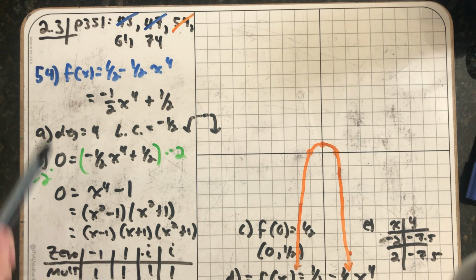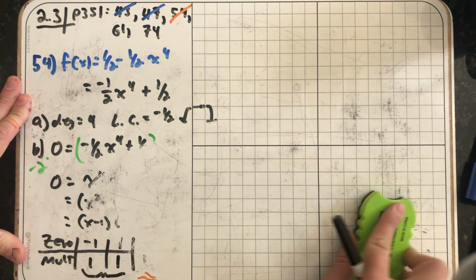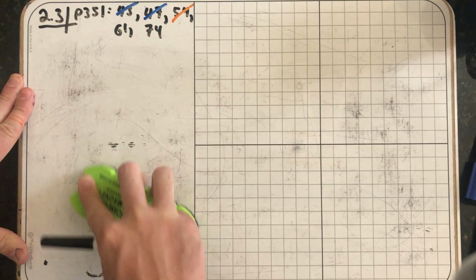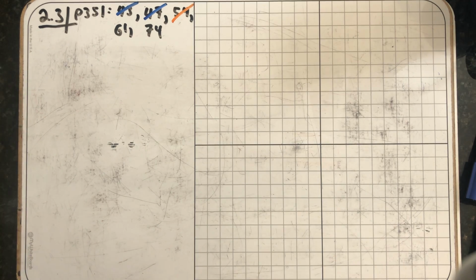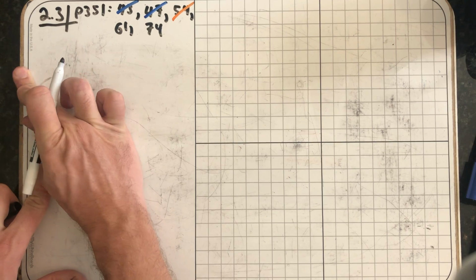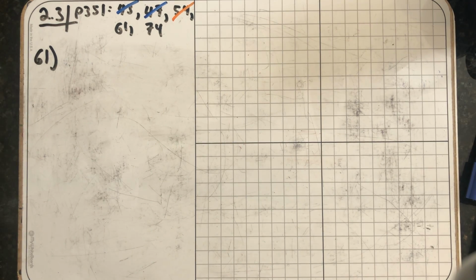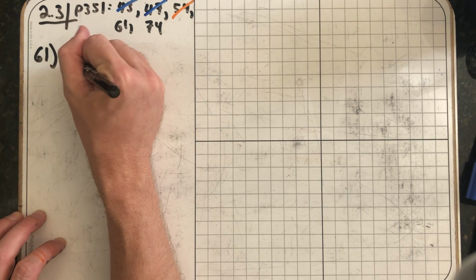Leaving one more graphing problem in 61 and then an application problem in 74 for us to do in this problem set. So let's move on to problem number 61. 61 asks us to think about all the same stuff we've been thinking about in this problem set. But this time with a polynomial function that's in a factored form.